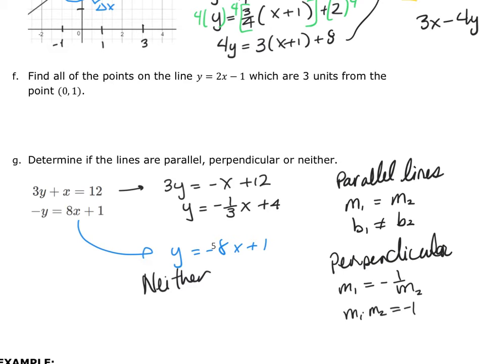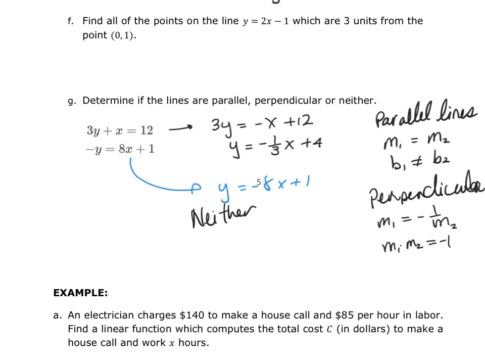But if I was asked to determine whether or not these are parallel or perpendicular, I would have something that looks like this. So I'll do 2x plus 3y is equal to 7. And then I have 3x plus 2y is equal to 12. Now, for these to be parallel, my x coefficients and my y coefficients must be the exact same thing. So looking at these, they are not parallel.